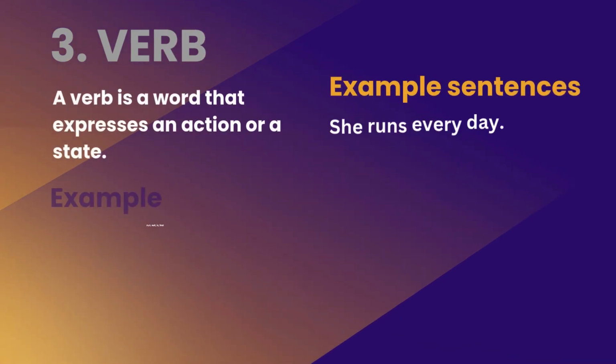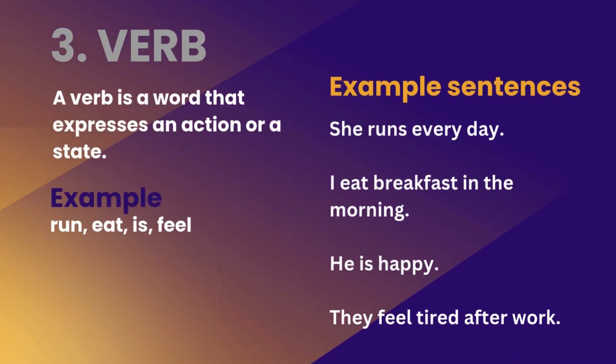Now let's talk about verbs. Verbs are action words or words that show a state of being. In the sentence, she runs every day. The verb runs describes the action she is performing. Verbs can also describe a state, like he is happy. Here is connects the subject, he, to his state of being, which is happiness.